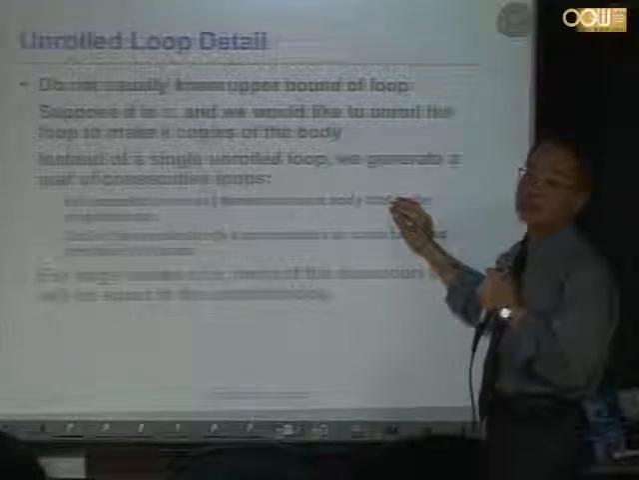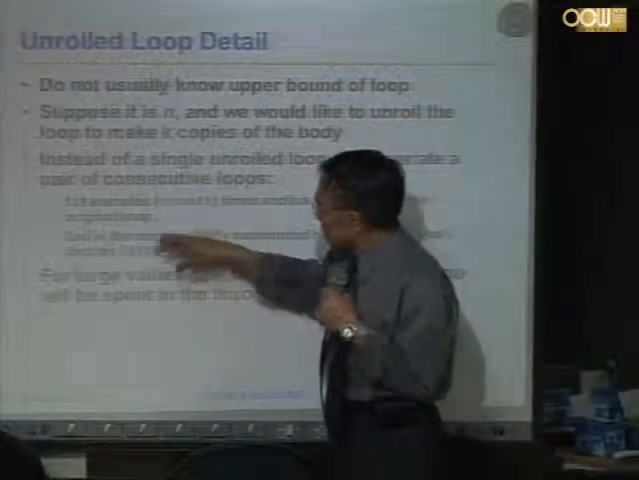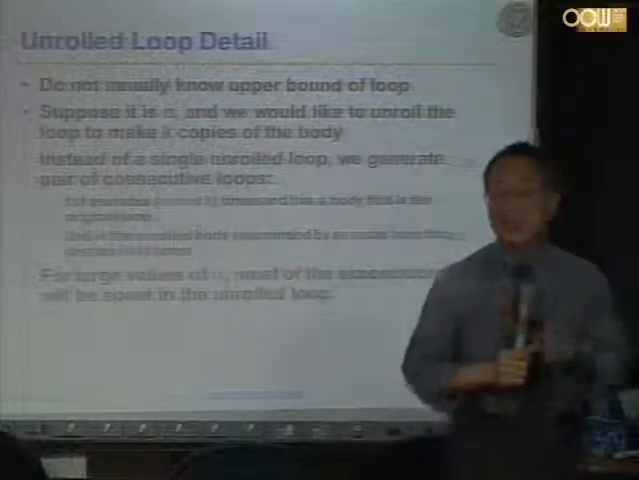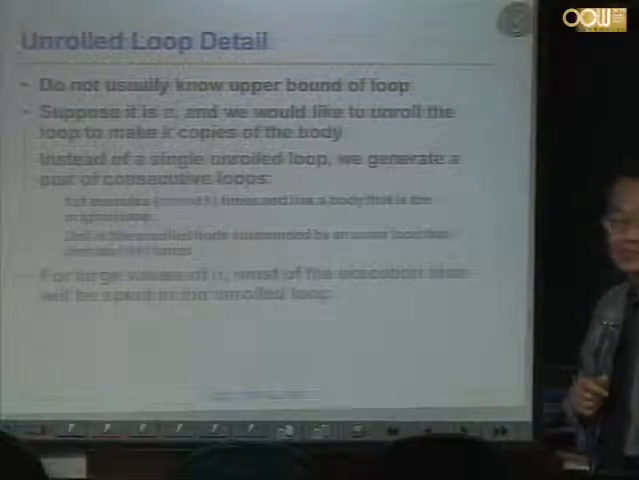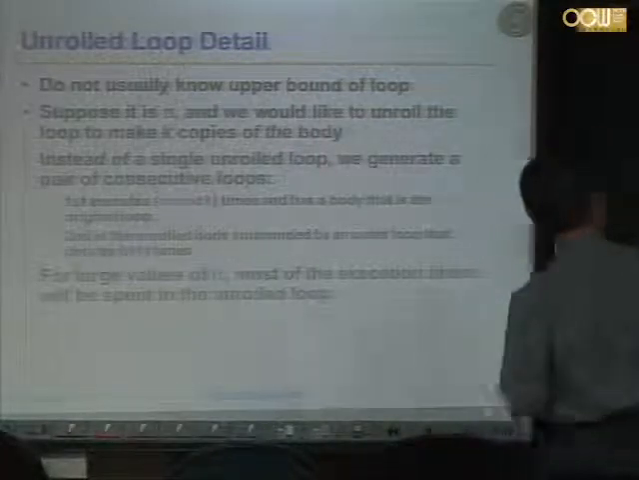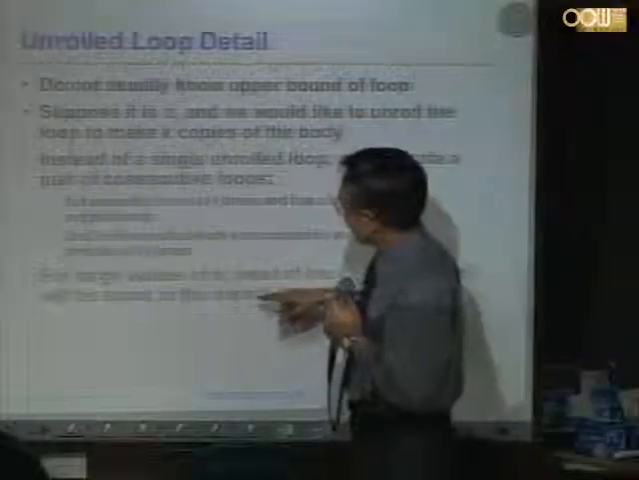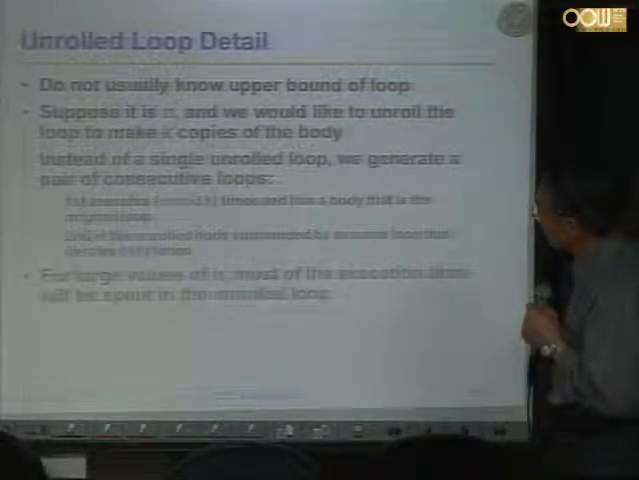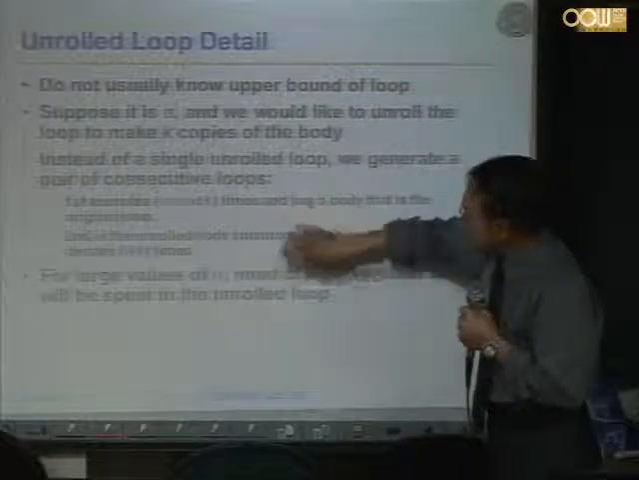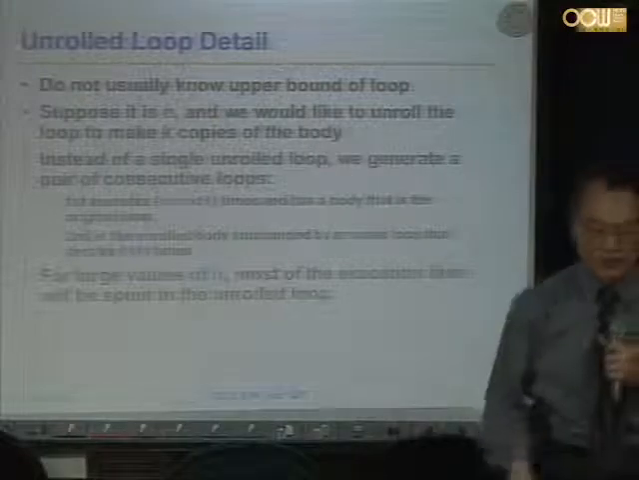I don't know. It depends on which way makes it easier to index your vector elements. Okay, it has to do with the data structure you're dealing with. So you might want to use a prolog, you might want to use an epilogue, whatever. For large values of n, most of the execution time will be spent in the unrolled loop. So you still gain a lot of performance.